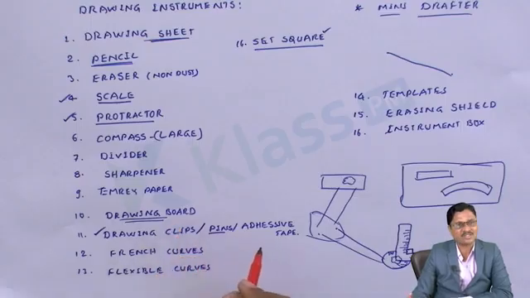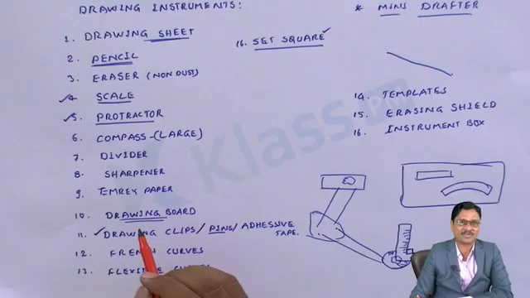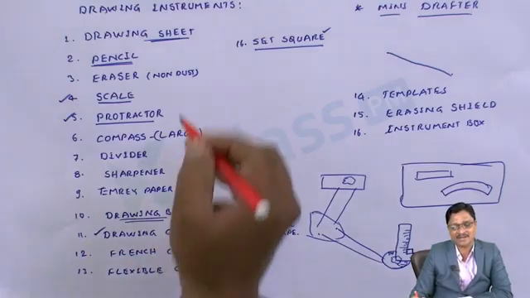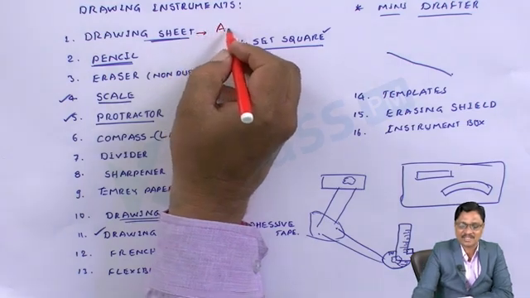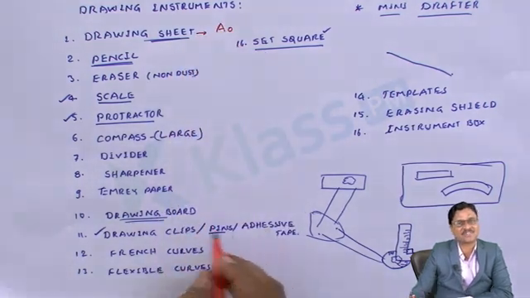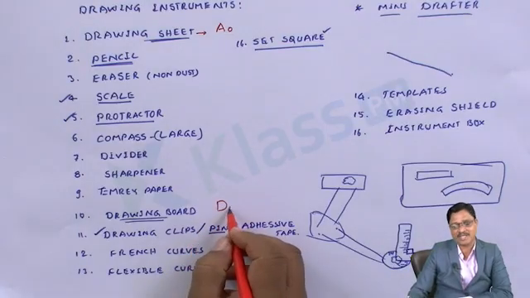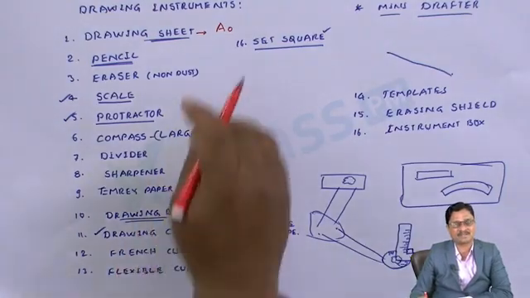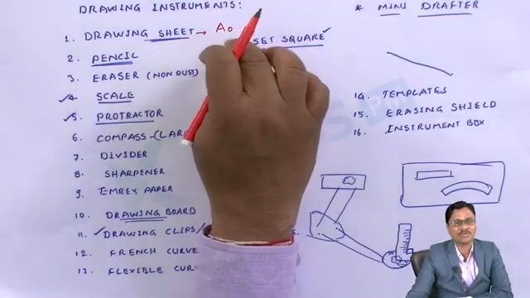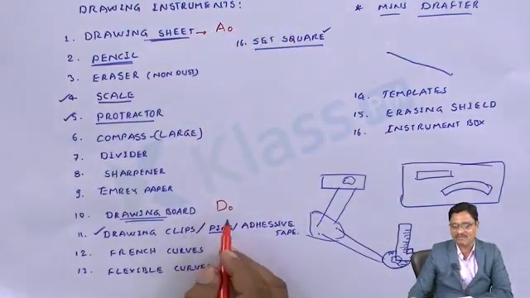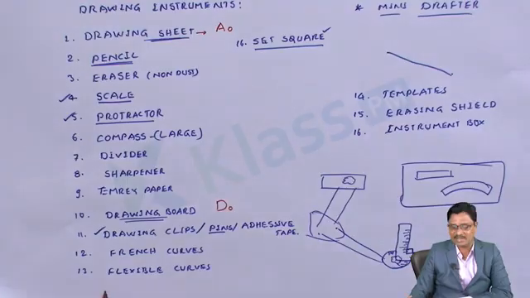Whereas the drawing board, as we just discussed, should give very soft support to the drawing sheet, and it is designated by the letter D. The drawing sheet is designated by A with suffix numbers, whereas the drawing boards are represented with D and given suffix numbers. So sheets are available from A0, 1, 2, 3, 4, whereas here D0, D1, D2, D3 are available.